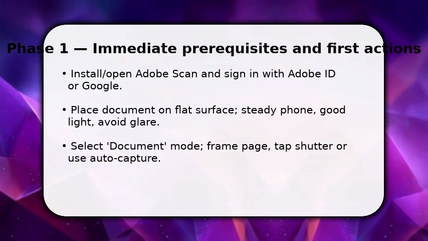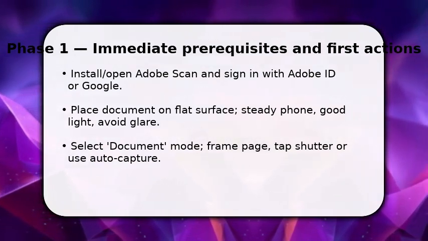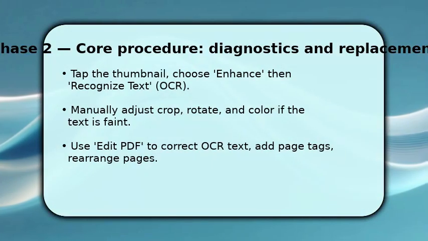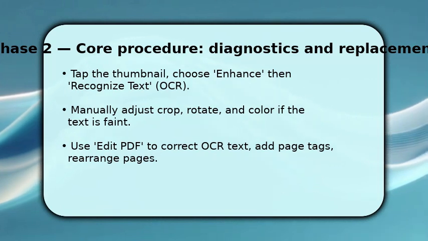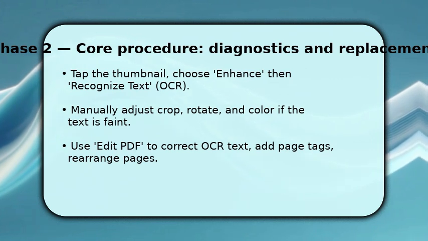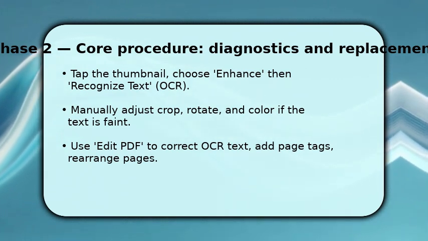You're doing this now to produce a clean source. OCR accuracy depends more on image quality than anything else. Once your capture looks good, tap the scan thumbnail and choose Recognize Text to run OCR. Adobe Scan applies language defaults, so confirm the document language before processing.